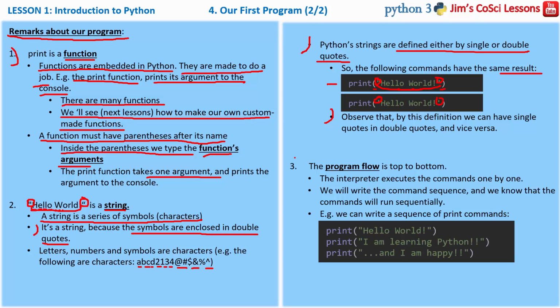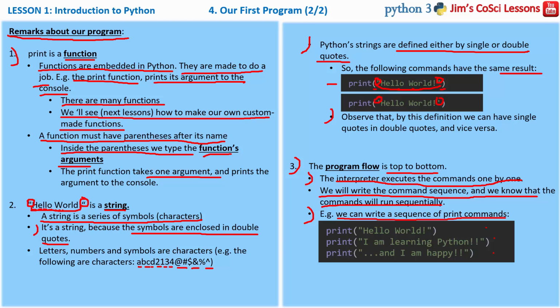And our final remark is about the program flow, that it is top to bottom. This means that the interpreter executes the commands one by one. We will write our commands in sequence, and we know that the commands will run sequentially. We actually did this kind of program previously. We wrote a sequence of print commands, and we saw that each command printed a line to the console. And you can experiment further by making a program to do exactly this.